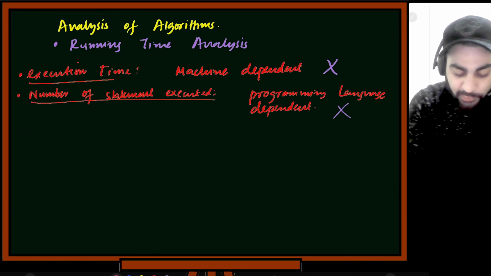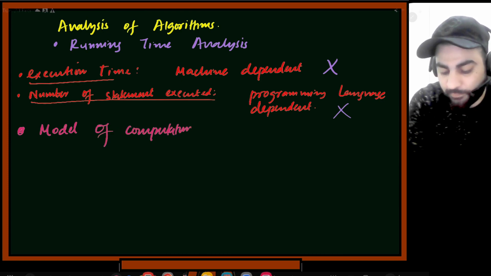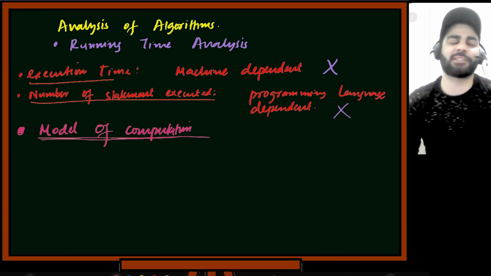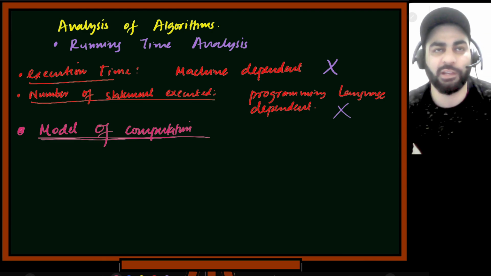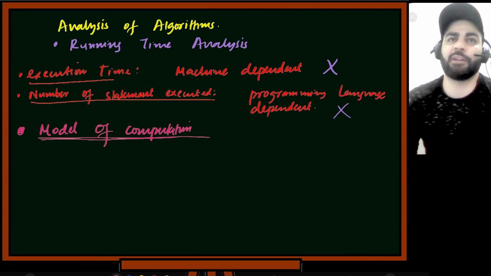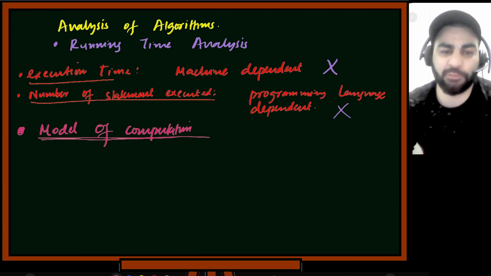So here I'll write model of computation. This will be a little bit theoretical class because this is where I want to introduce you to the overall basic concept, so that when we code something you have an understanding of the things. So what's the model of computation that we use?